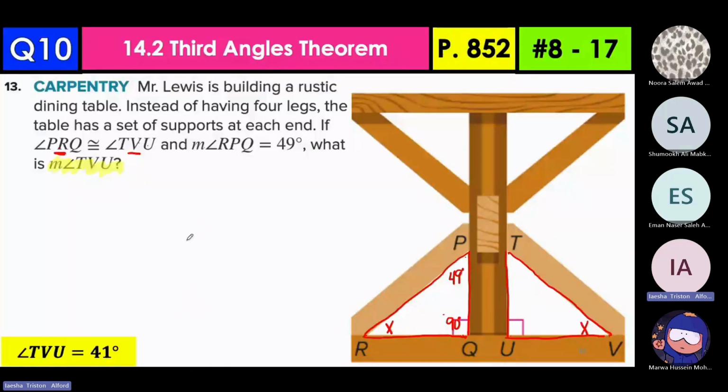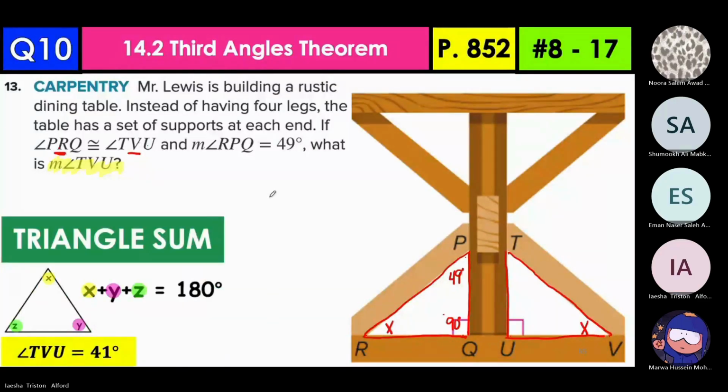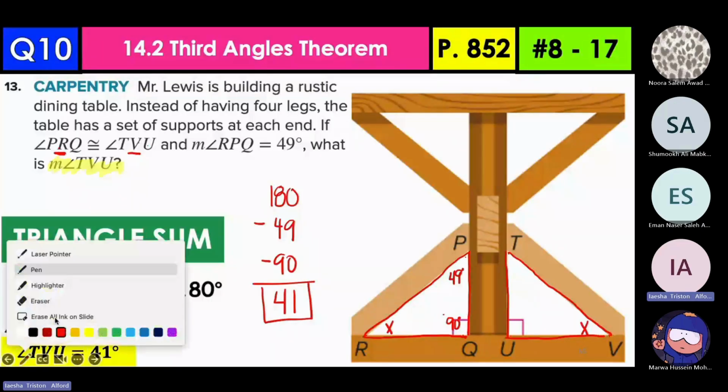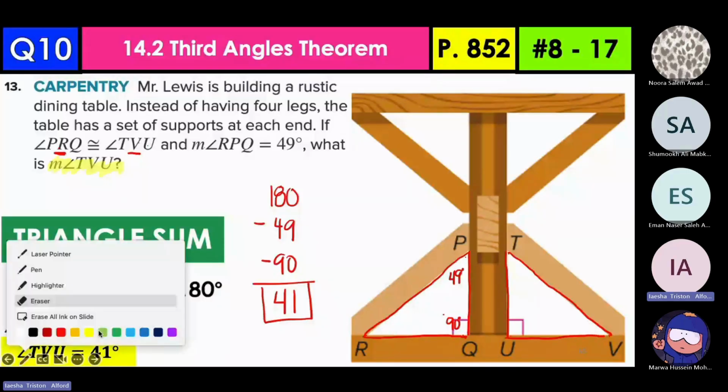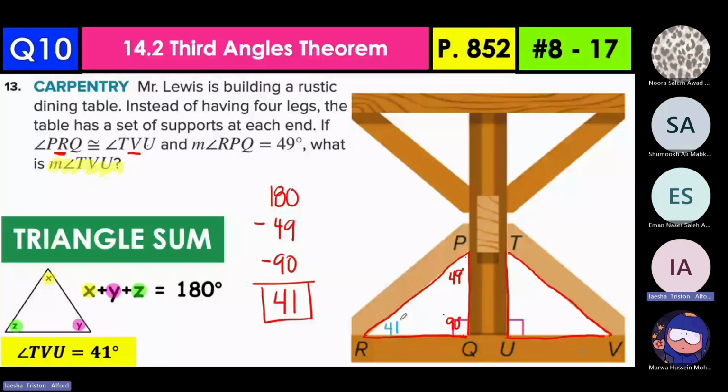Cool. So the rule is triangle sum, with X plus 49 plus 90 equal 180. Yes, but this is multiple choice, so we're just going to use the shortcut, yeah? So 180, subtract 49, subtract 90, going to give you 41. So you can erase the X, and the number that should be in that place is 41 degrees.